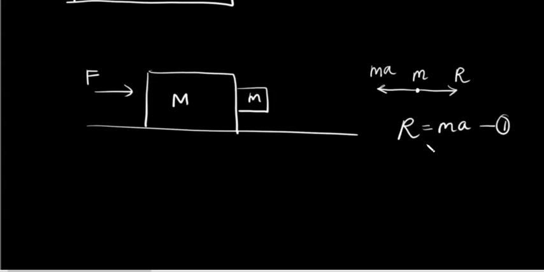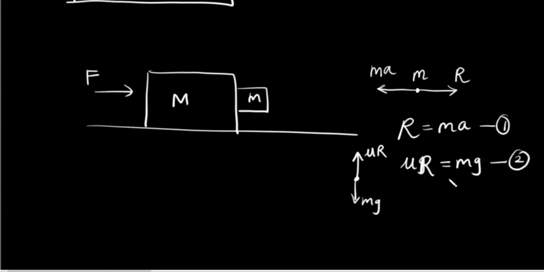So first equation we got. The second equation will be the same: mu into R is equal to mg. That is the upward frictional force mu R and downward force mg. So mg is equal to mu R. This is the second equation. If I take the ratio again, then I will get 1 upon mu is equal to a upon g. So a is equal to g upon mu.